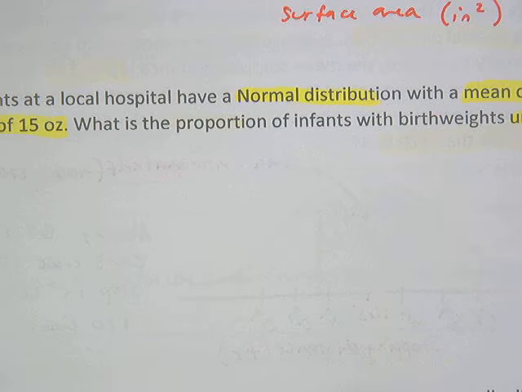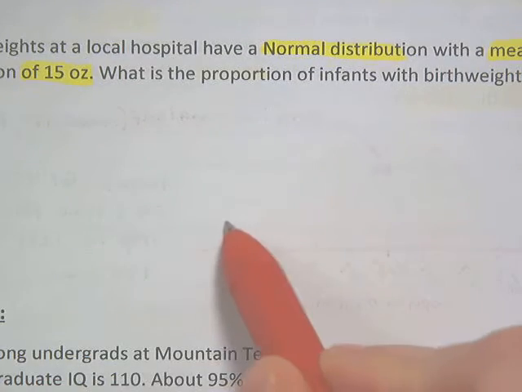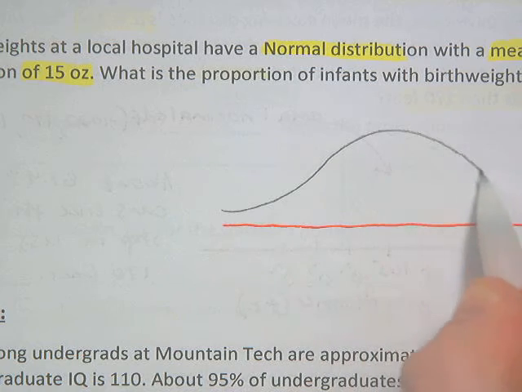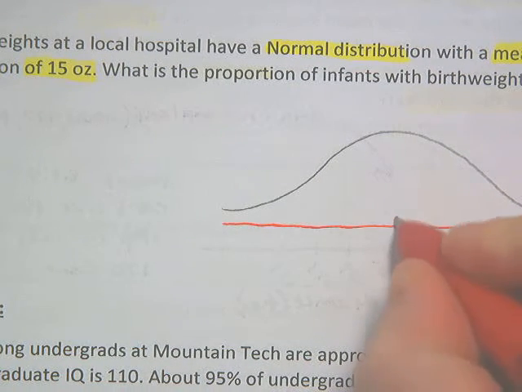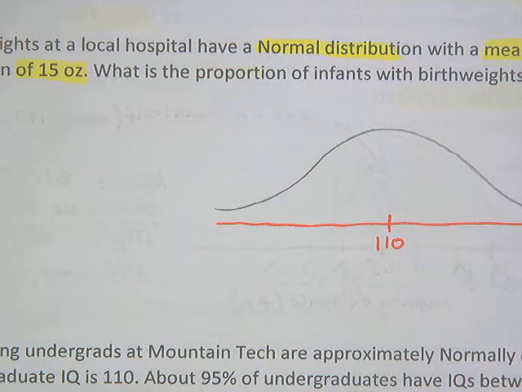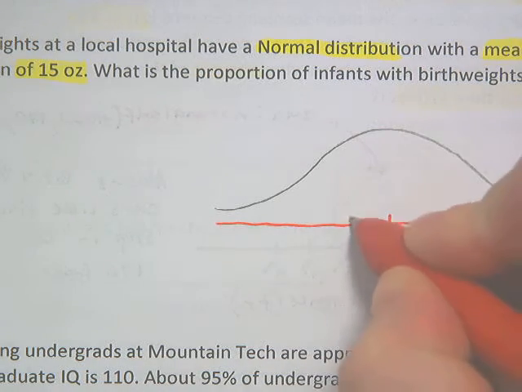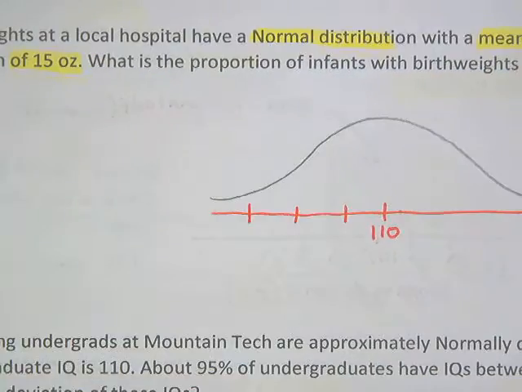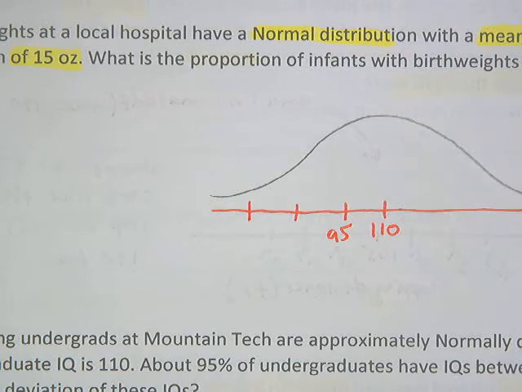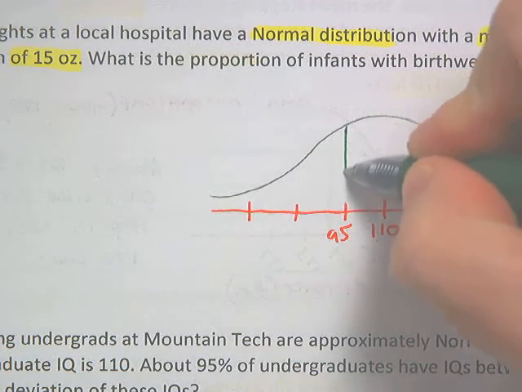Maybe you're starting to feel like you can do this without drawing a picture. If not, draw a picture. There's the average birth weight. And since I'm interested in 95 ounces, I'm just going to see where that is over here. So 110 minus 15. Oh my gosh, that's an actual value. Check this out.